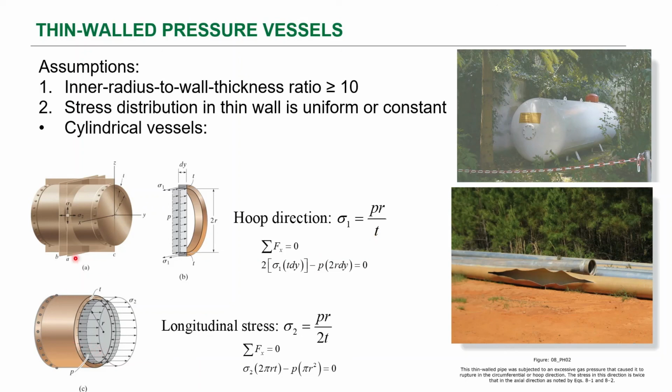The stress on the ends, if the ends are capped, we again just do the force balance on stresses, and that's PR over 2T. So these are what we use to find the effective stresses due to pressure in thin-walled cylinders.